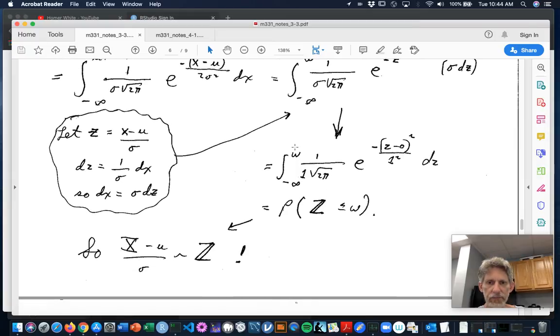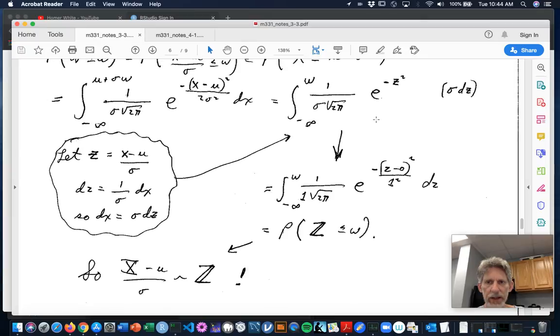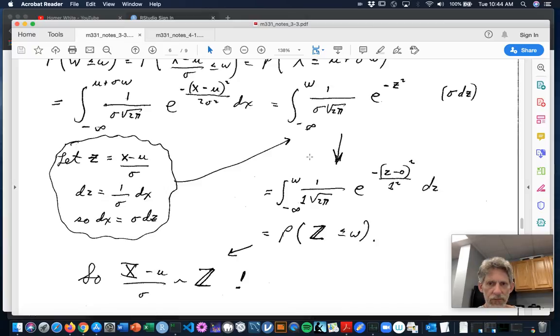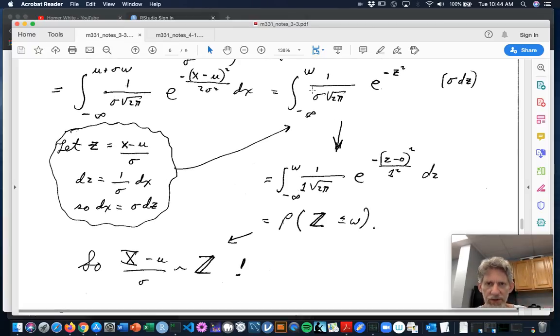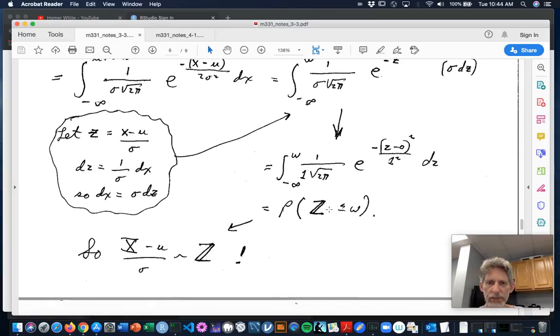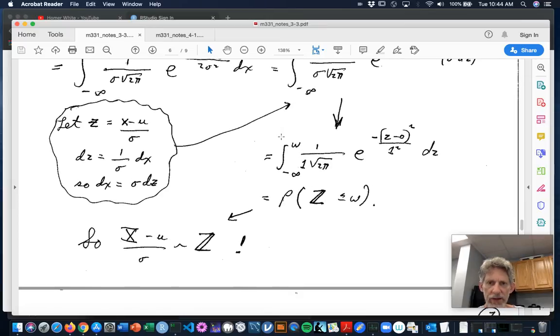And I look at this a little bit, and I write the minus z squared as minus (z minus 0) squared over 1 squared, which I can totally do, and the sigmas cancel out. But I'm just going to stick a 1 next to the square root of 2 pi. Then when I stare at that, I realize that is exactly asking for the probability that a standard normal is less than or equal to w.